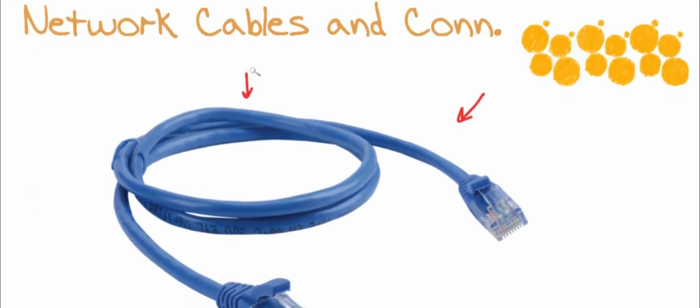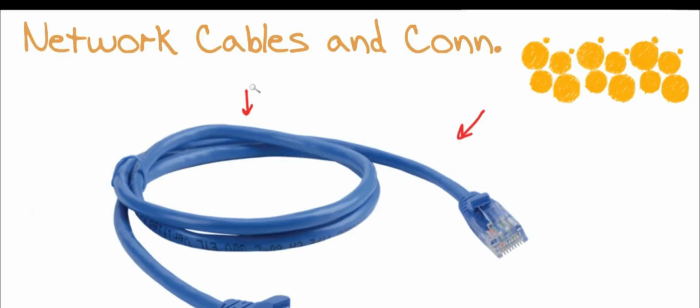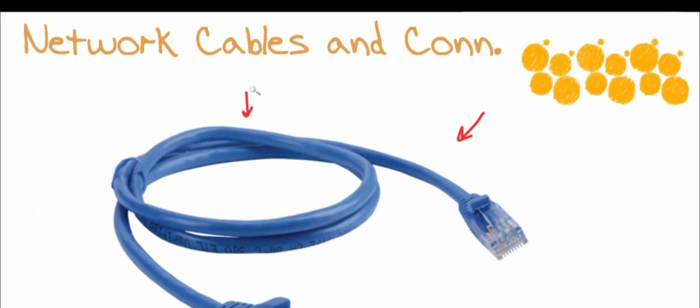So we saw with fiber where we would use the glass and we would use light inside that glass to transmit the information. Now we're using electricity running over copper. This is called twisted pair cabling. There's these little strands of copper and they twist it so there's less interference.